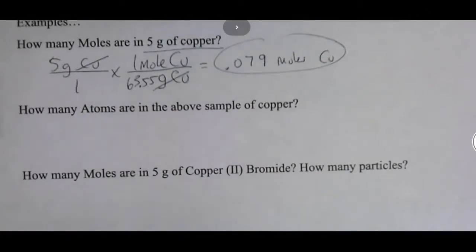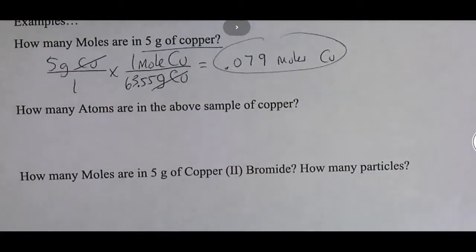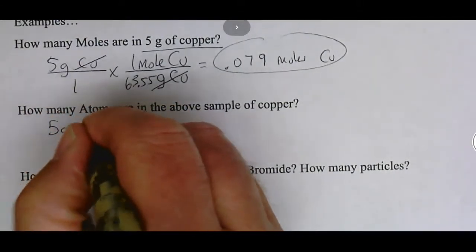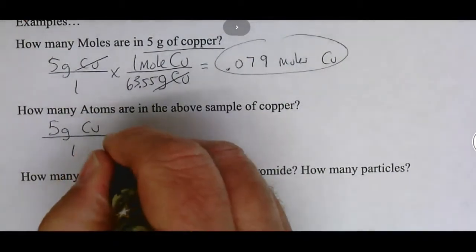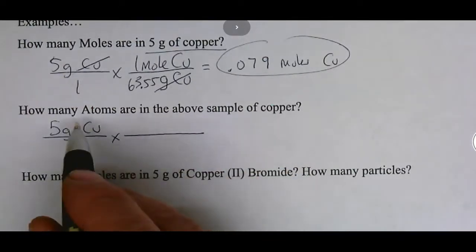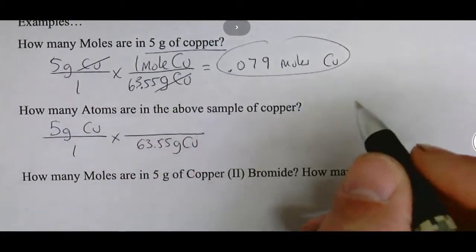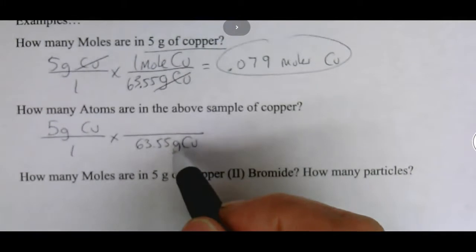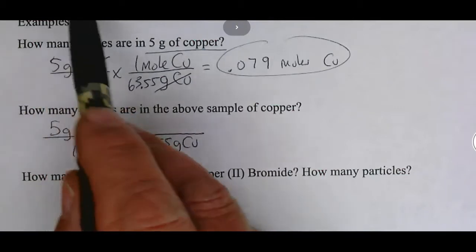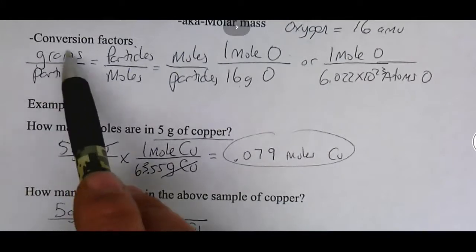Very low number. So another example you might ask us is how many atoms are in the above sample of copper. So again, we would start with the same thing, 5 grams of copper. And we want to know how many atoms. We're going to use the same number on the bottom because we want to cancel the grams across. So we're going to go 63.55 grams of copper. And then instead of using the mole on top, we want to know particles. And because they're all the same, this one up here says grams to particles, but we can go the other way, particles to grams.